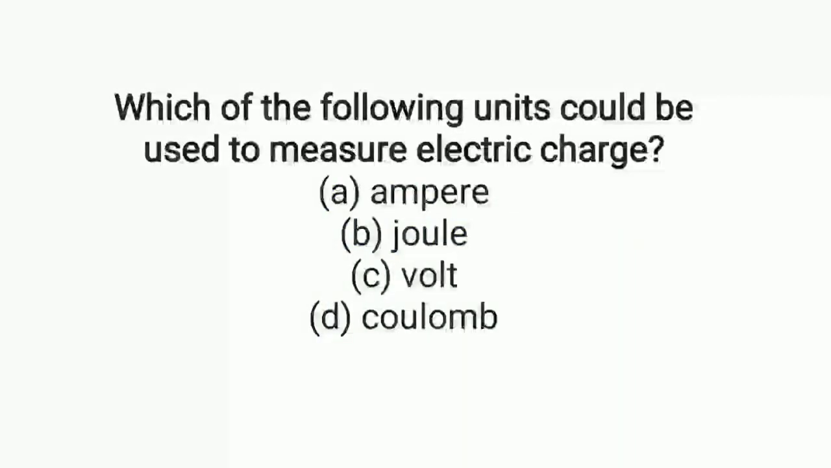So here is the first question. Which of the following units could be used to measure electric charge? Option A, ampere. Option B, joule. Option C, volt. Option D, coulomb. So here ampere is the unit of electric current, so that will not be the answer, and joule is the unit of heat, and volt is the unit of potential difference, right? So the unit of electric charge is coulomb.